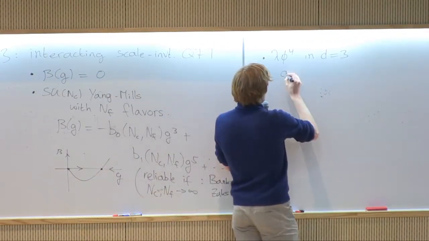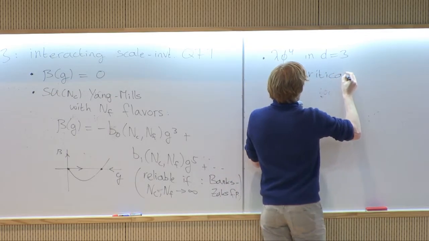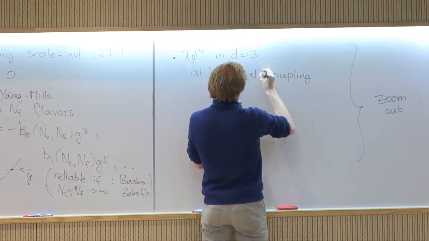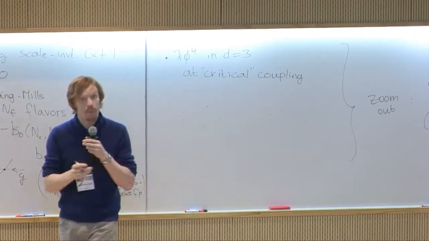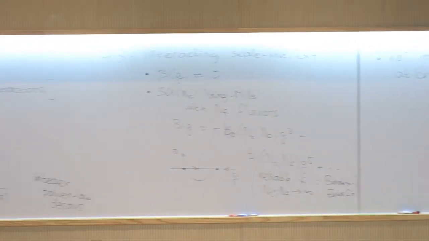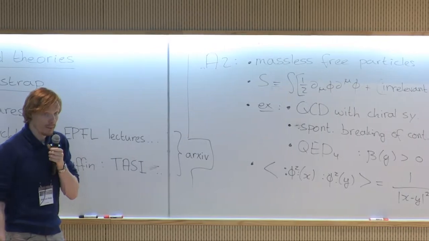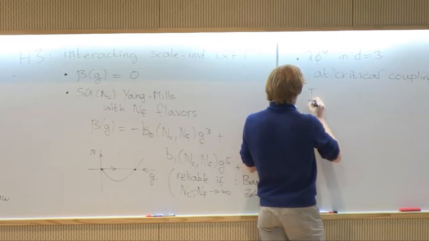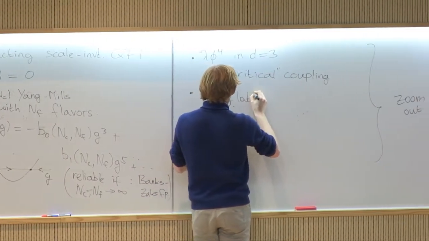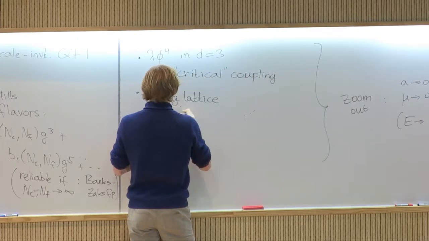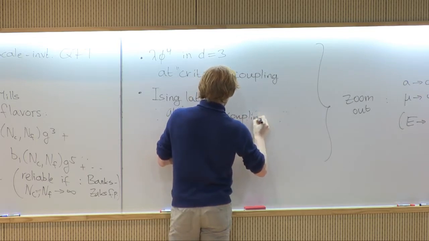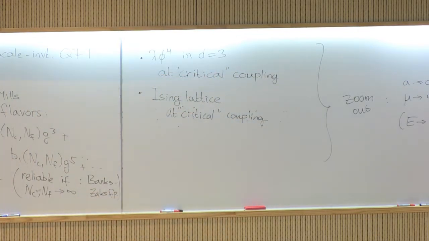But if you tune the coupling to a so-called critical value in units of the mass of the theory, then at precisely one value of the coupling, you find actually such an interacting scale invariant theory. Of course, the Ising model, also at critical coupling, is also an example of such a scale invariant interacting system.